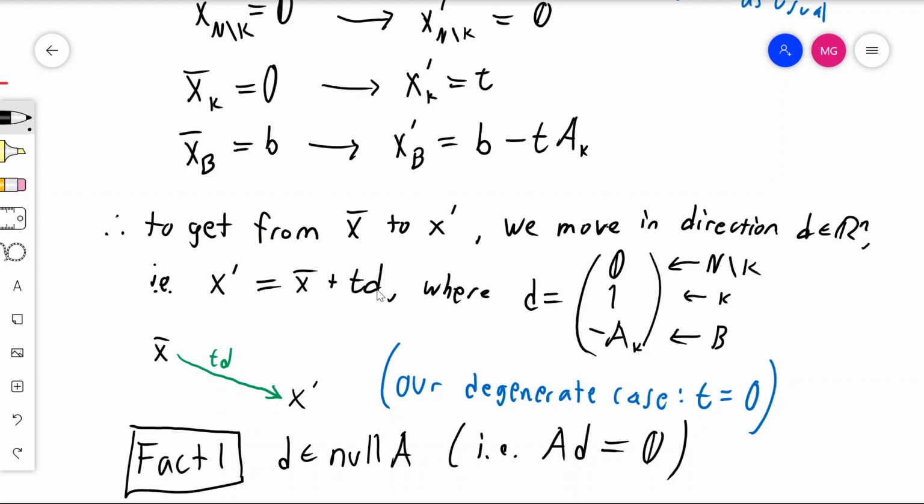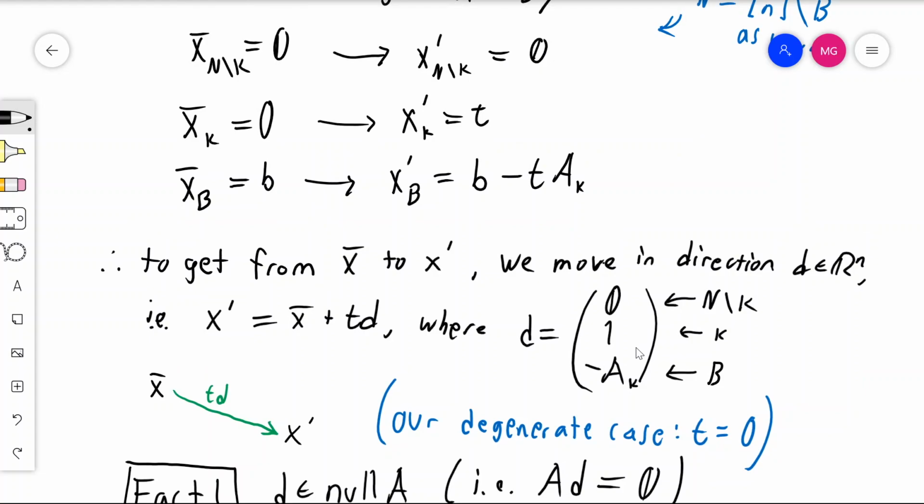Anyways, just to address what this vector d is. d is the direction, and I'm talking about this in general now, whether or not you're at a degenerate case. So in our case we are, but even if you weren't, this point would still hold. I go from x bar to x prime by this direction d, and d has to be zeros for the n minus k components. For the k component, it's 1. And for the basic components, I fill those in according to the entries of a_k negated. I negate the entries of a_k and put those at the basic entries of d, or by basic, I mean with respect to b. And that's what satisfies this equation here.